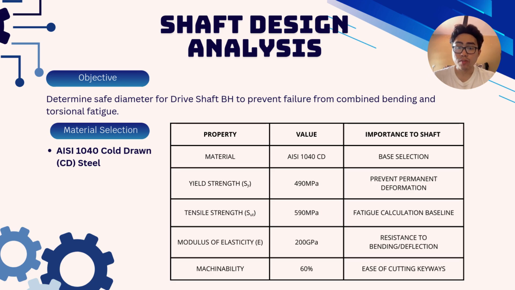For our material, we selected AISI 1040 cold drawn steel. We chose this because it provides a high yield strength of 490 megapascal, which is essential for resisting permanent deformation and fatigue, better than standard hot rolled alternatives.